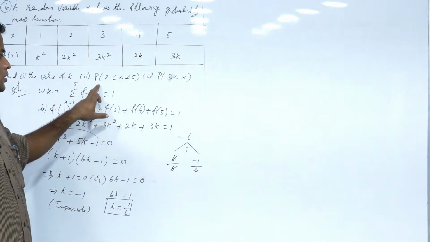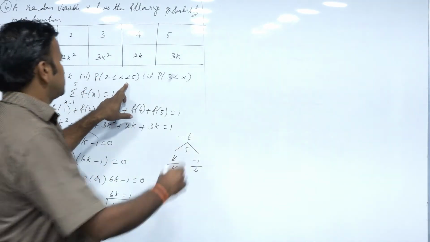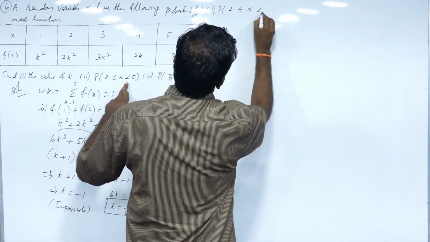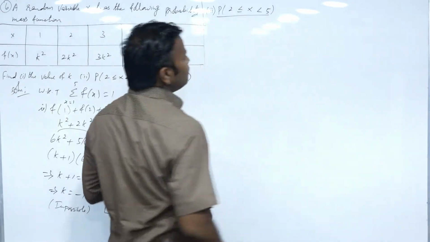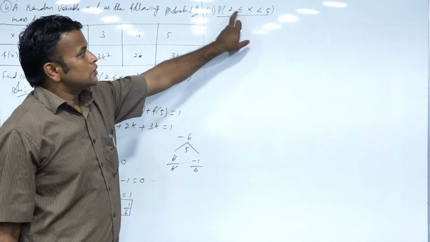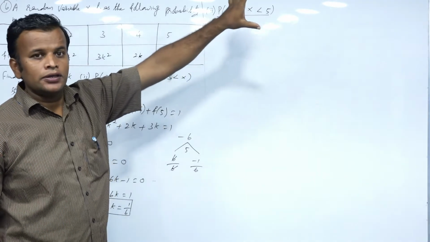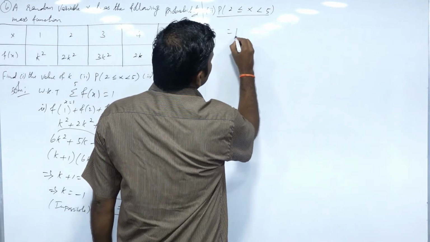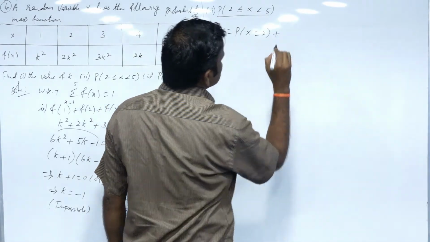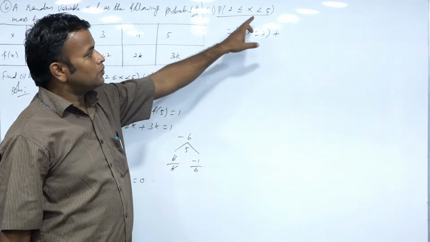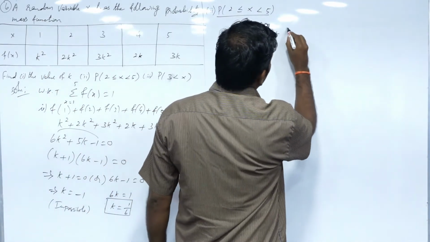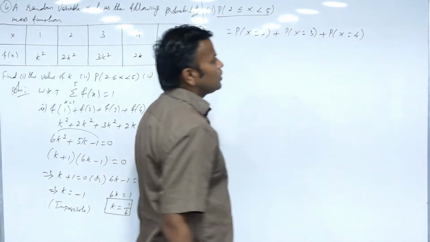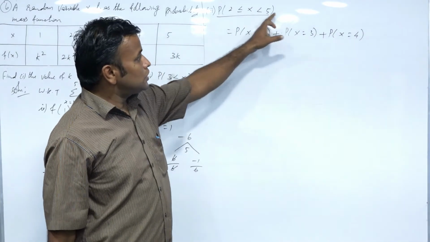Now we find the second summation. P of 2 less than or equal to x less than 5. This is the second one. To find that value, the value of x is 2 or more and also less than 5. So in probability we find all possible values. The value of x starts from 2, because x is 2 less than or equal to x. So 2, 3 or 4. So only these values are possible. 5 does not come because the x value is less than 5.